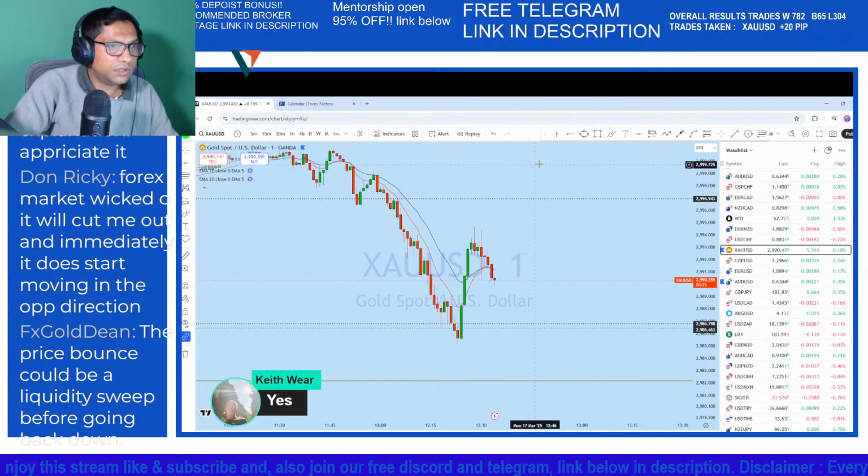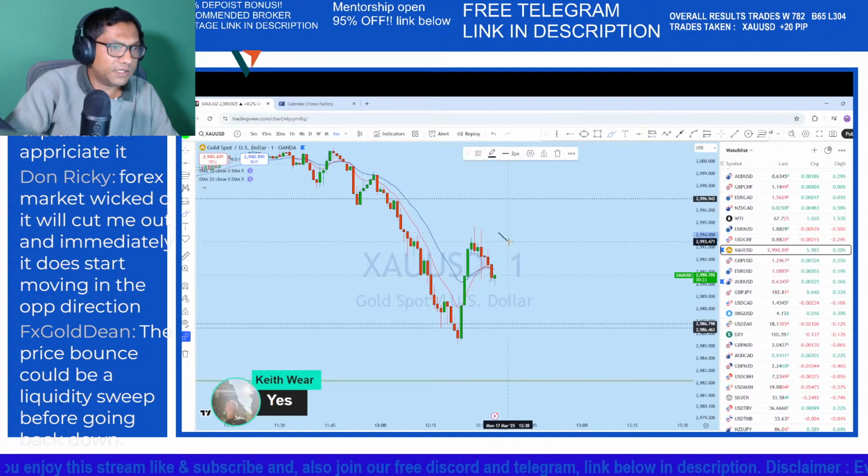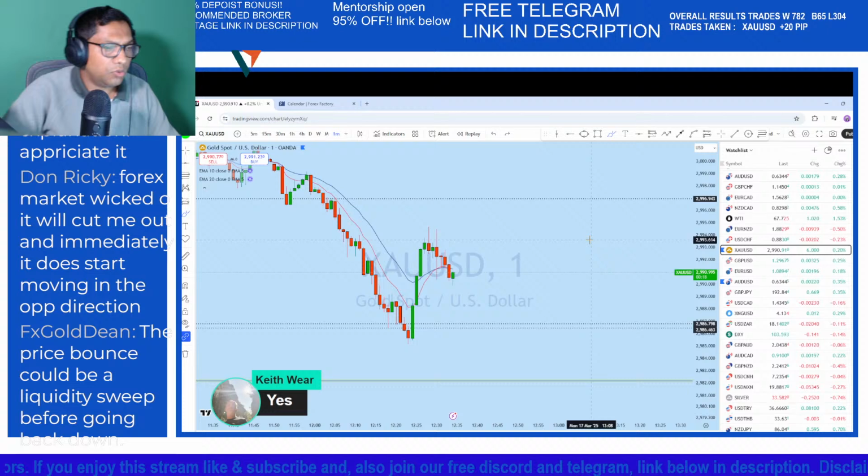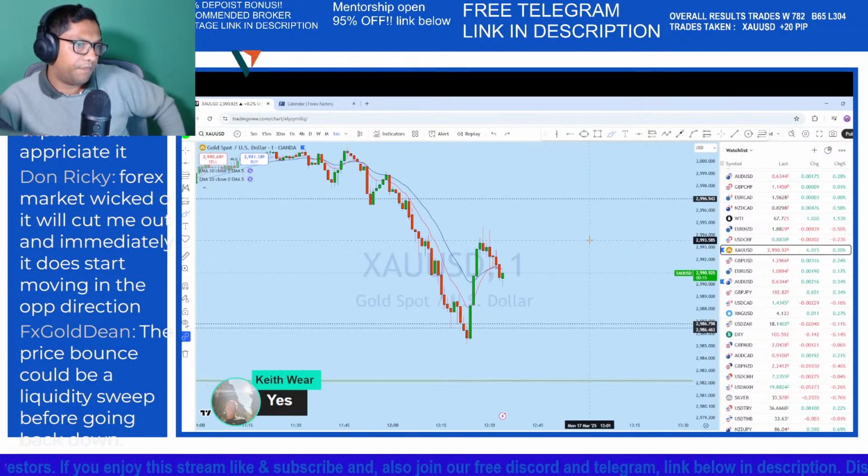With this bounce, the market is forming a series of lower highs here, which is a downtrend.